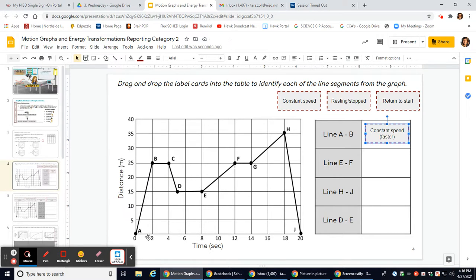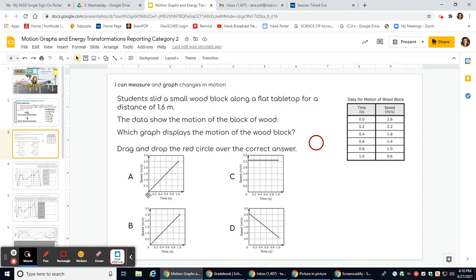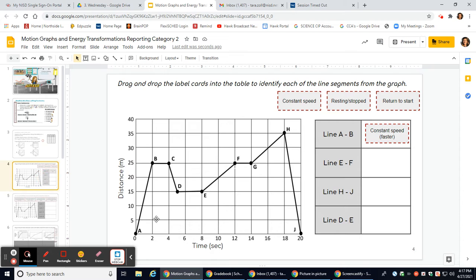You have time increasing from left to right. Then up here, you have your distance increasing. So this is a distance time graph. It's a little different from what we just saw on the last slide. Let me just go back up here so you can see that this is a speed time graph. But now we're looking at a distance time graph.